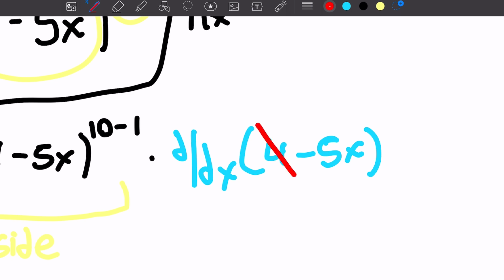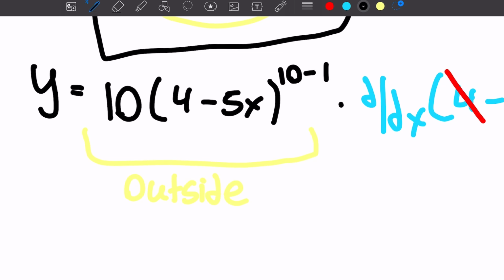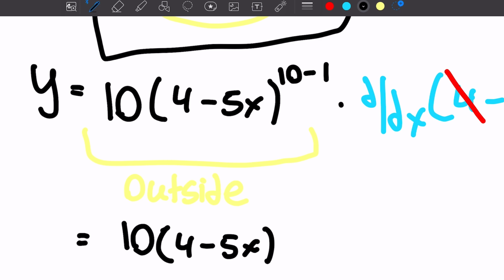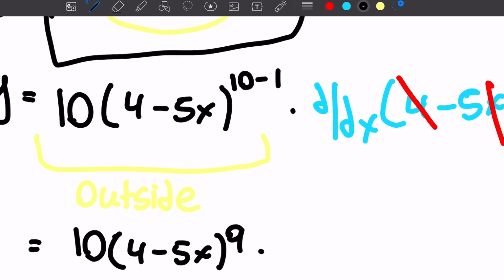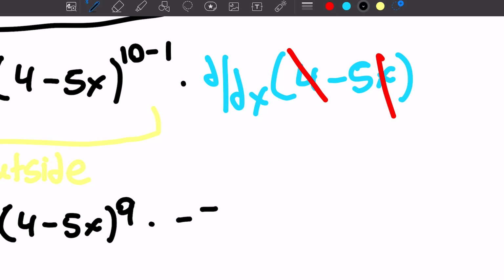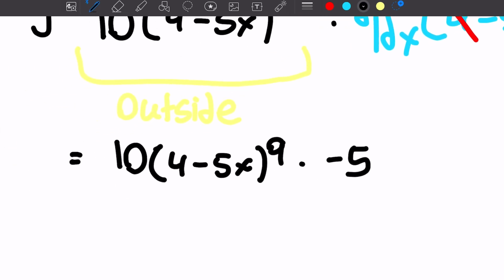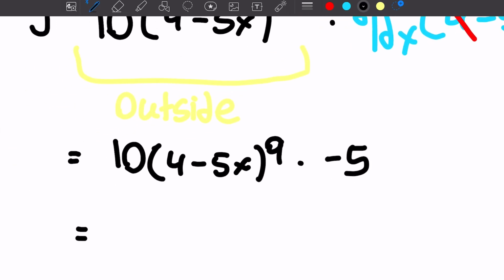And yeah, pretty simple example. If you already worked this out, you know your answer is correct or not. And we essentially have the answer. We're just going to make it a little bit more neat now. Times minus 5. And we can simplify it a little bit more by saying it's equal to minus 50 times 4 minus 5x to the power of 9.